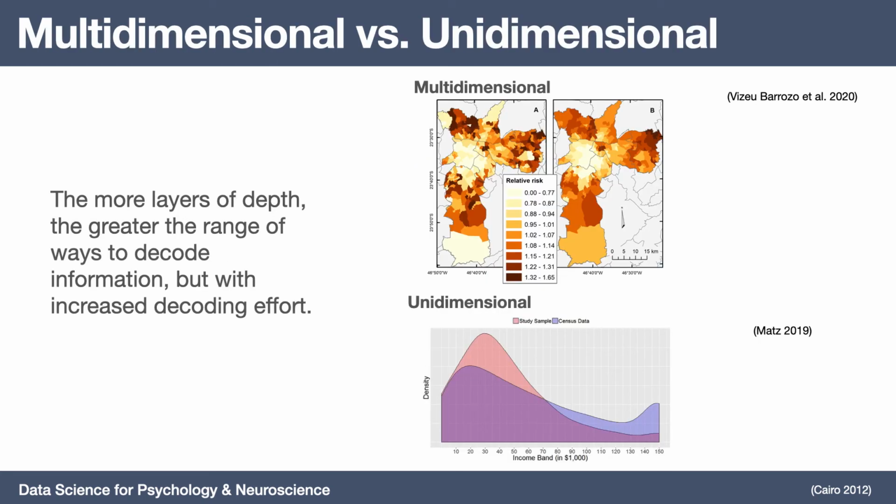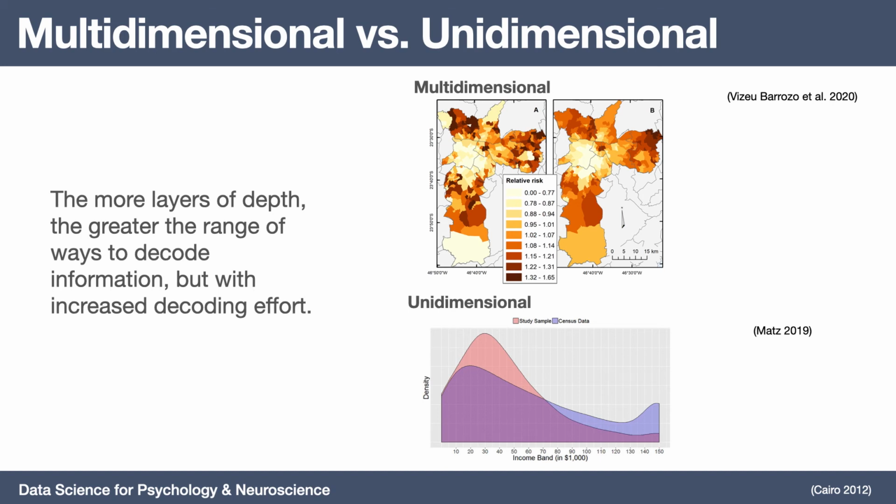There's also a tension between dimensionality. Multidimensional data, where you have more layers of depth, result in greater range of ways to decode the information, but at substantial effort. For example, the graphic on the top is showing relative risk of a particular disease distributed across regions. I believe this is in Brazil, but I'm not entirely sure.